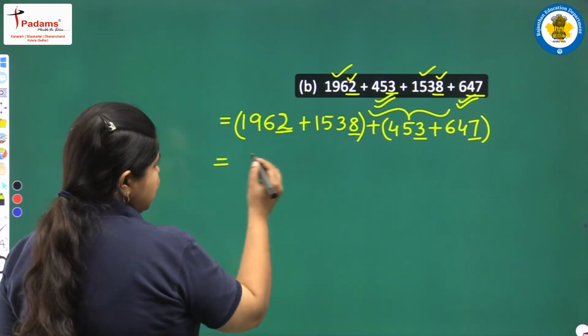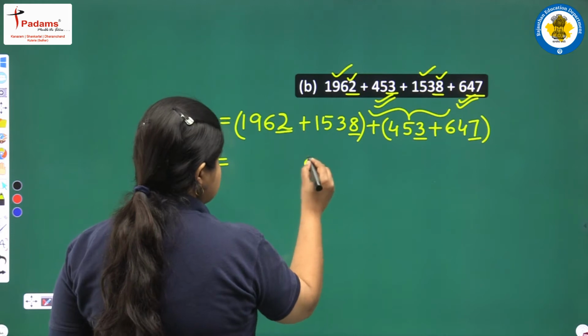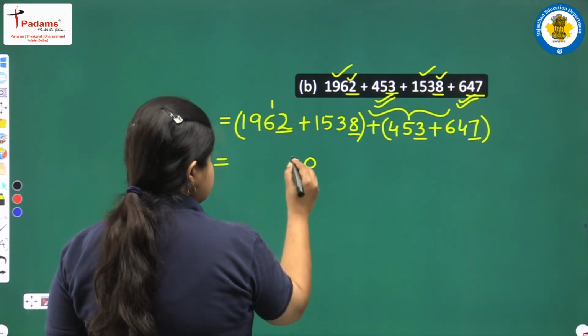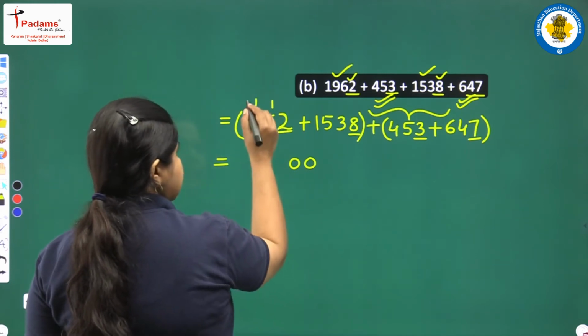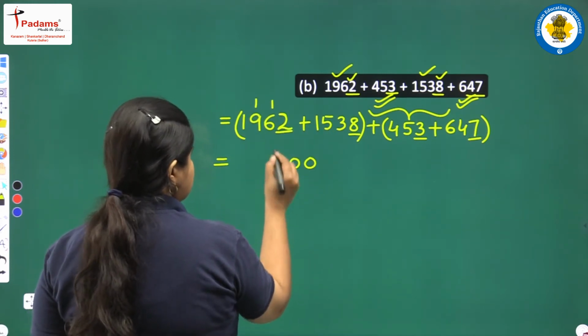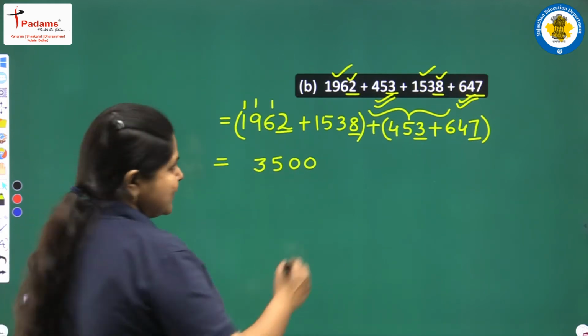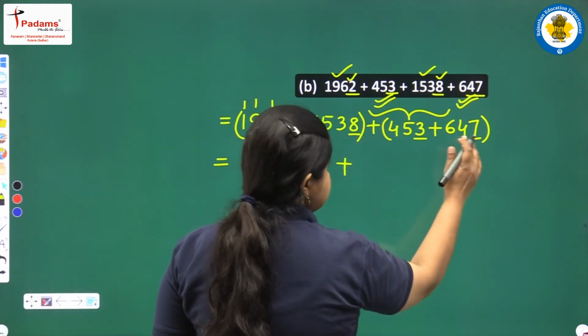Let us add the two numbers. 8 and 2 is 10, 1 carried. 6 and 1 is 7, and 3 is again 10, 1 carried. 9 and 1 is 10, and 5 is 15, 1 carried. It is 3500. Plus add these two numbers.